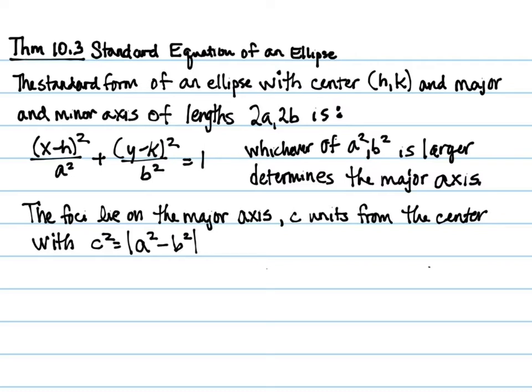So really, all those absolute values are doing for us is telling us we're just going to take the larger denominator minus the smaller denominator. That's really it. Okay? So I should show you a picture of these first, and then we'll take a look at an example.